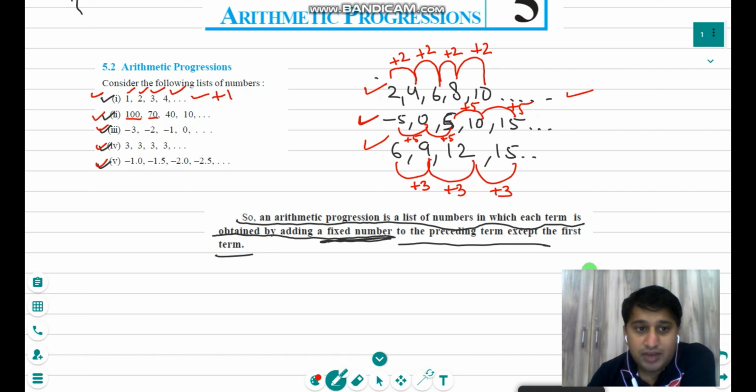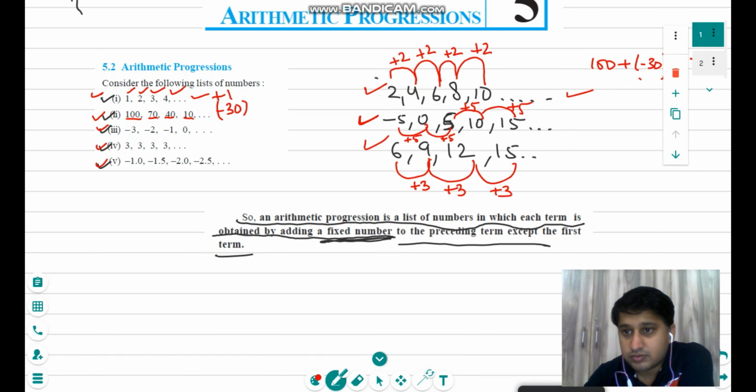Then what we have done over here, we have added minus 30. If we add 100 plus minus 30, it will become 70. Okay, then again we have added minus 30 to 70, it has become 40. Then again we have added minus 30 to 40, it has become 10. So we are adding minus 30.